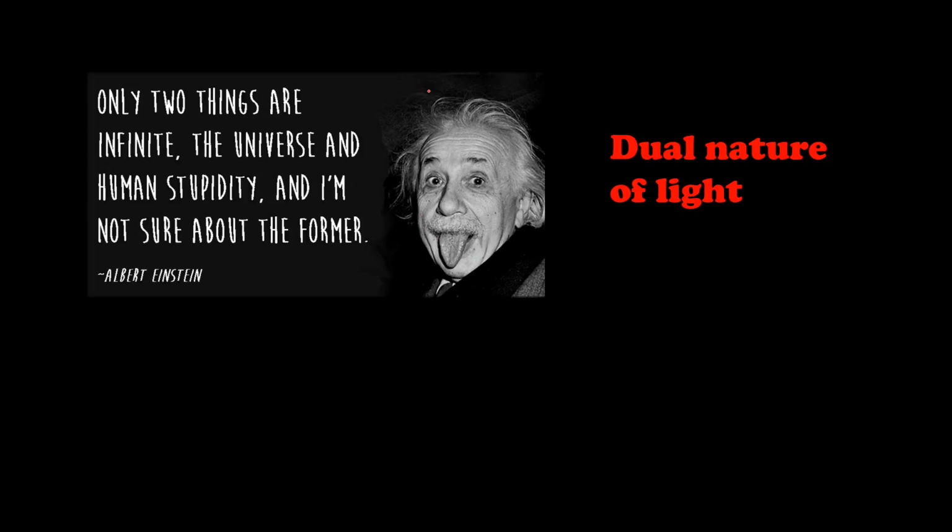Using this information, Albert Einstein concluded the dual nature of light. That is, light existed as both a particle and a wave. Light is not a particle or a wave, it's both.